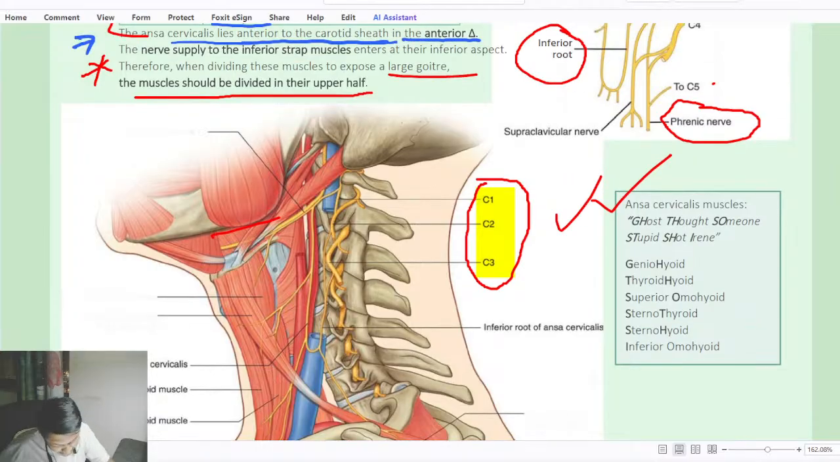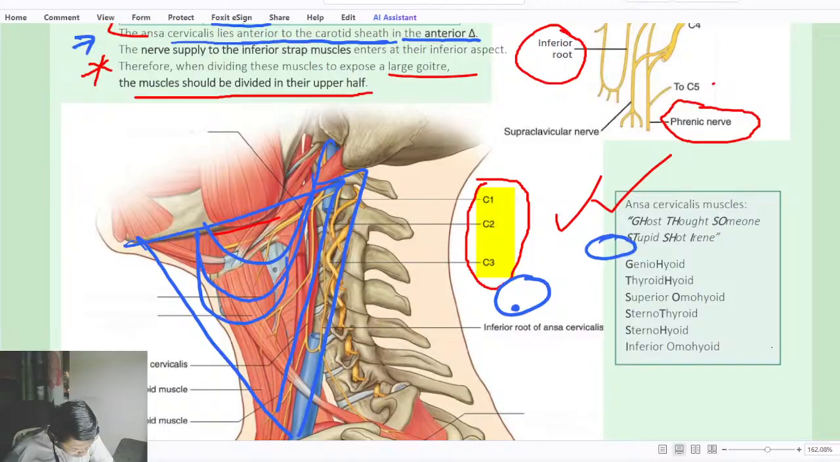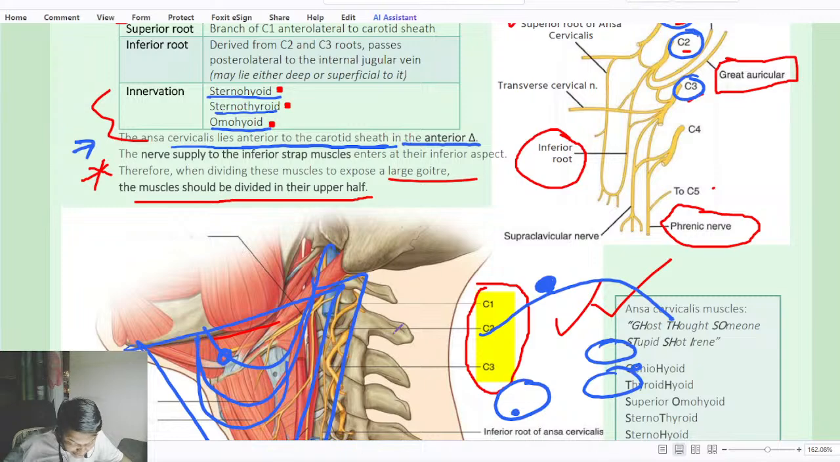Ansa cervicalis will come like this. So this is in the anterior triangle. This one will also come in the anterior triangle. So in the neck, in the carotid sheath we have the vagus. In between the trachea and esophagus we have the recurrent laryngeal nerve, and the ansa cervicalis is anterior to the carotid sheath in the anterior triangle.